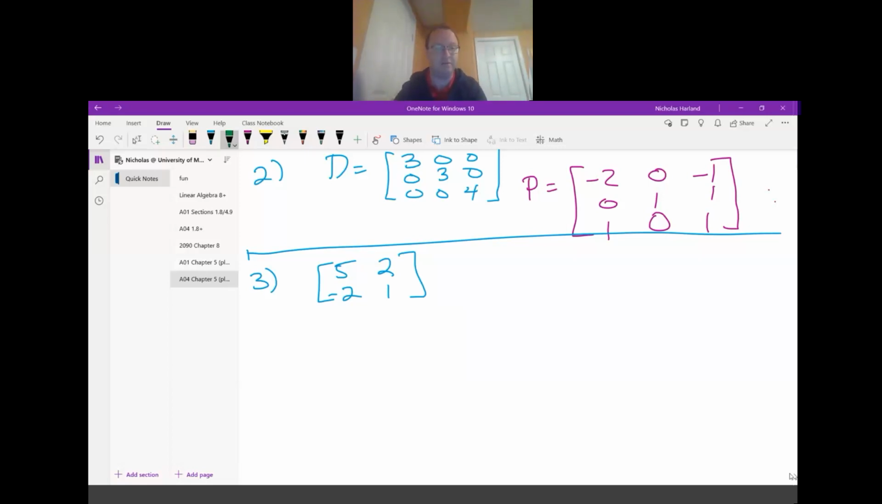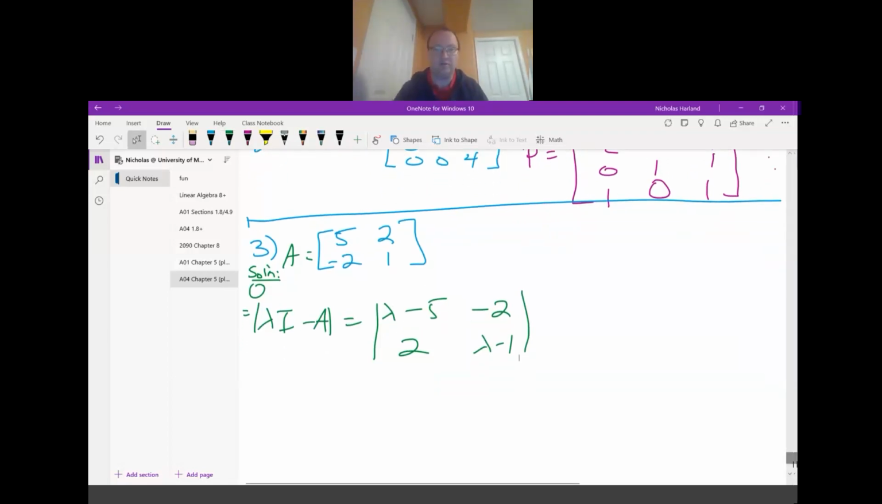Find the eigenvalues. Beautiful. Call this thing A. Lambda I minus A, its determinant is equal to 0. Start the solution. That's lambda minus 5. I have not been good with my lambdas lately. Lambda minus 5, negative 2, positive 2, lambda minus 1. It's 2 by 2, and so it's just a 2 by 2 determinant. So it's that lambda squared minus 6 lambda.